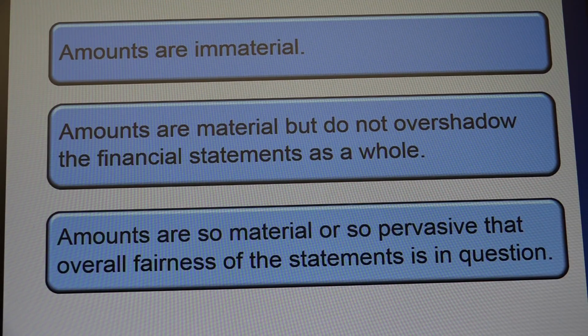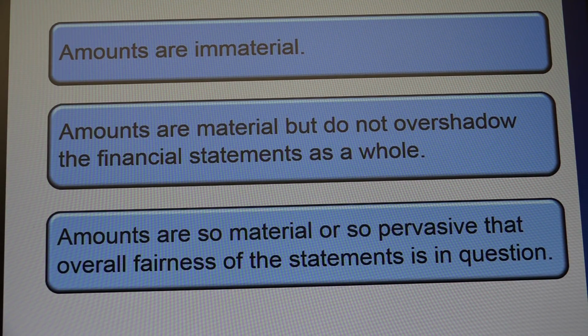So if an amount is immaterial, you go ahead and issue an unqualified report. If the amounts are material but do not overshadow the financial statements as a whole, what you have to do there, you might have to look at how it affects other parts of the financial statements. If it doesn't, and if it's immaterial, that's one thing. But these next two, let's say the amounts are material but do not overshadow. A good example there is where there's a question about a sale.